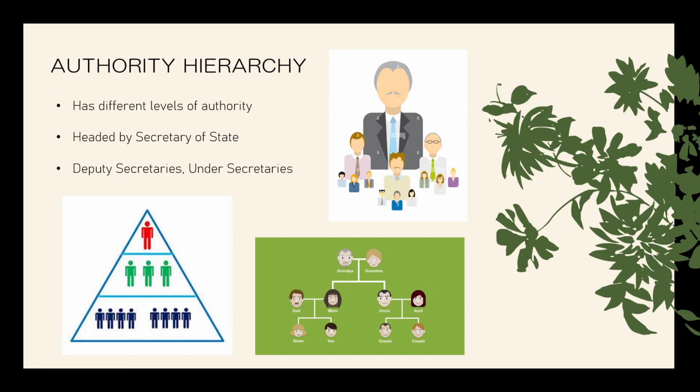they're all responsible for a different portion of the State Department. Then we have the authority hierarchy, which basically means that it has different levels of authority. It's headed by the Secretary of State, who is basically the main boss. And then under the Secretary of State, there are deputy secretaries, and then under them are undersecretaries. These pictures demonstrate what the authority hierarchy looks like, how it goes from the main boss to a lower level to a lower level.